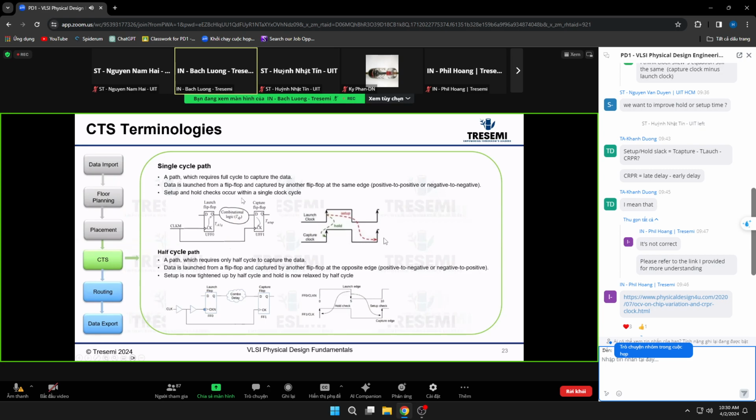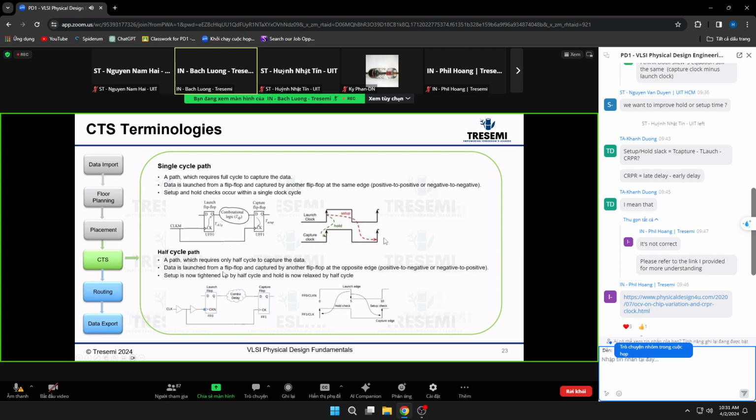So setup and hold check occur within a single cycle. For example here, launch clock and capture clock. Setup checks at the second active edge of the capture, and then hold at the first edge, right? So that is the single cycle path. Normally we talk about timing closure, setup, and hold. Normally it's a single cycle path, but there are certain situations where you have a half cycle path, which may require only half a cycle to capture the data.